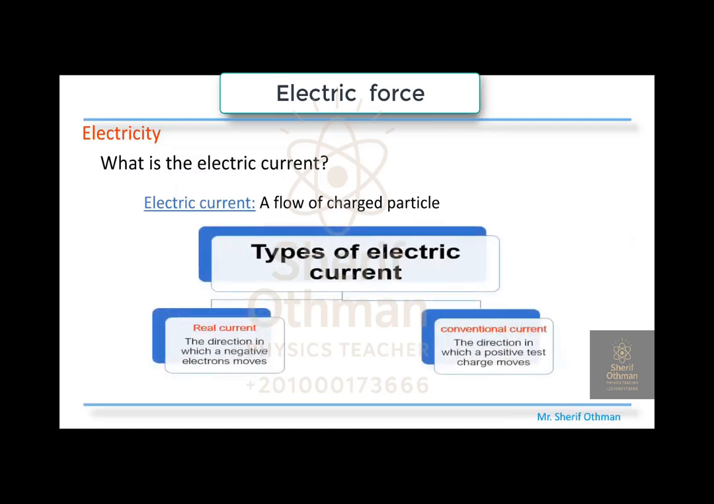We have 2 types of electric current, guys. One of them is real current, and the second one is the traditional or conventional current. What is the difference between them? The real current is the movement of electrons itself from the negative pole to the positive one.